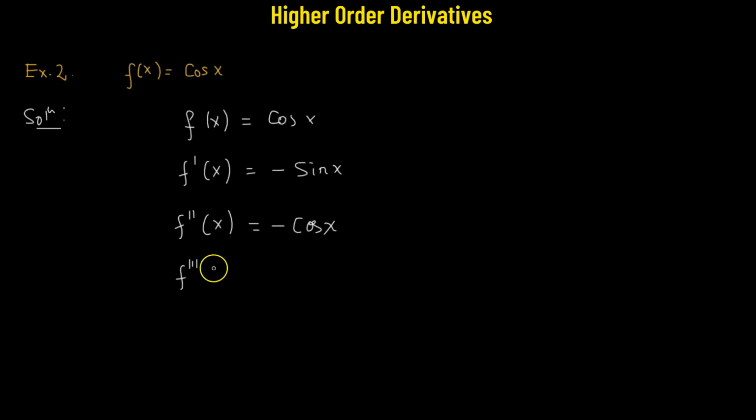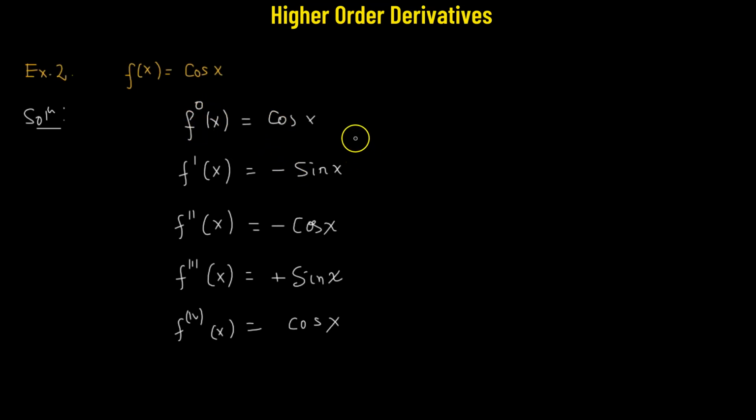Then the third derivative will be negative cosine x, and we know the derivative of the cosine function is the negative sine function, so this will become positive sine x. And the fourth derivative will be the derivative of the sine function, so we have cosine of x. Now if we see the first function, f of x equals cosine of x, we can give it the notation 0, which will mean that we have not taken the differentiation yet.